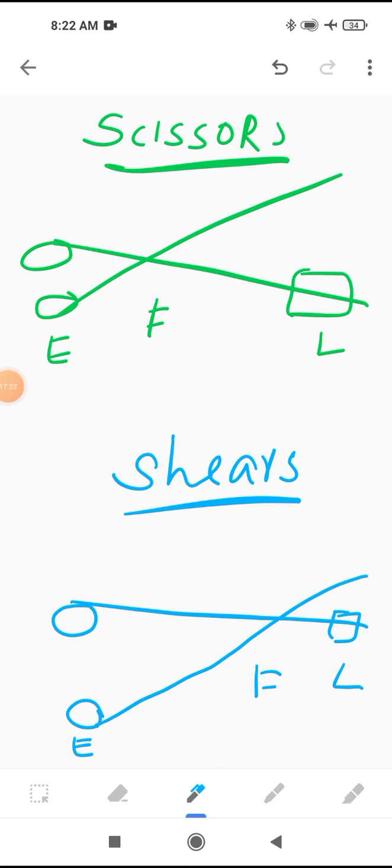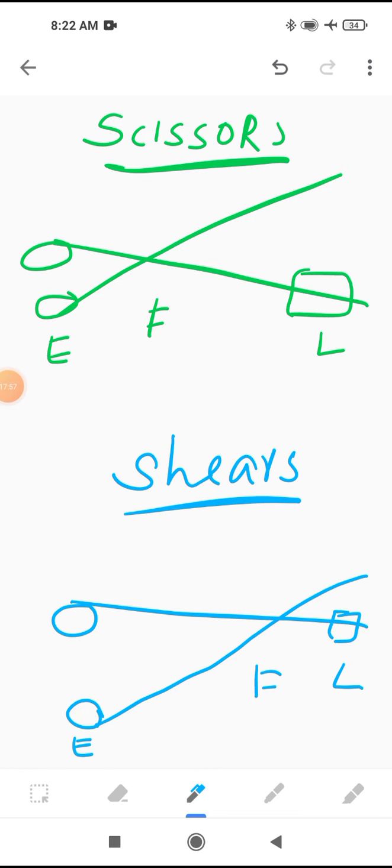Now question number 3. Scissors and shears are levers of first order. However, the cutting edge of scissors used for cutting cloth is much longer than the cutting edge of shears used for cutting metals. Explain the difference. Look at the figure. Scissors, that is familiar to you. For scissors, see where the fulcrum, effort and load are. And for scissors, this cutting portion is longer. Cutting blade portion is longer.